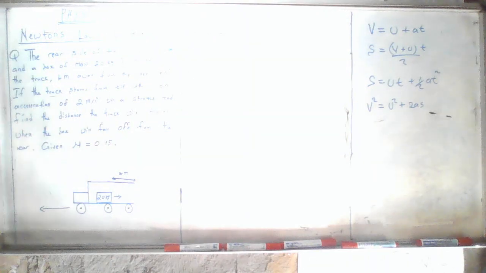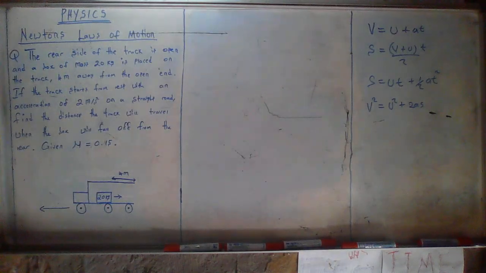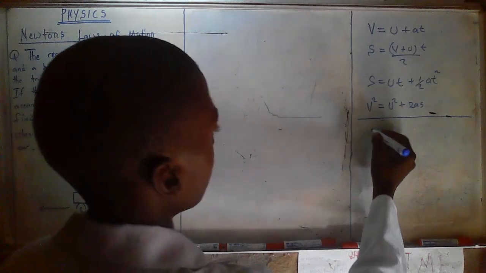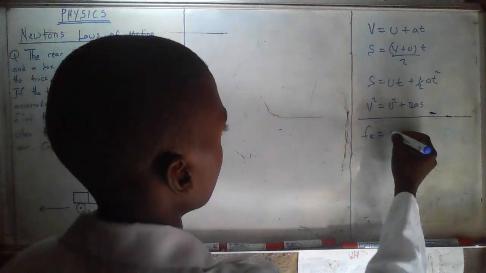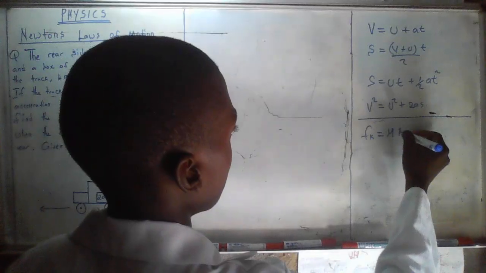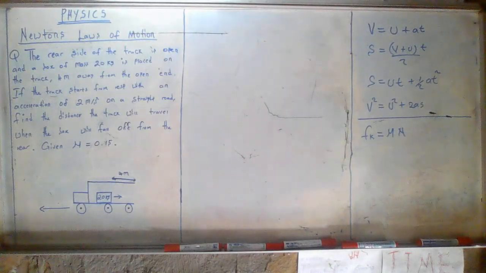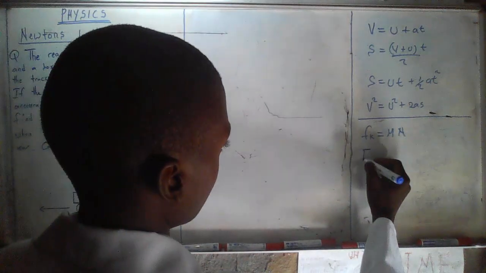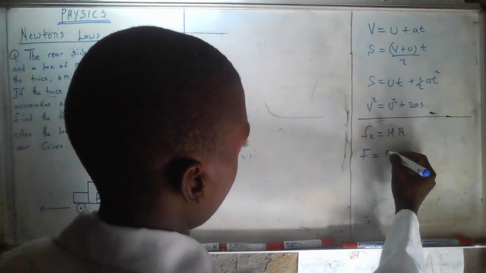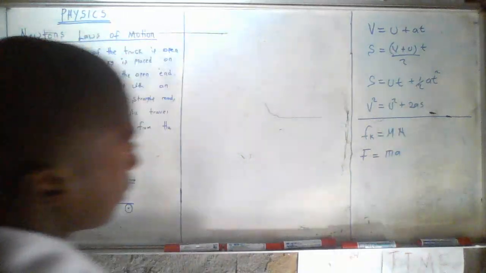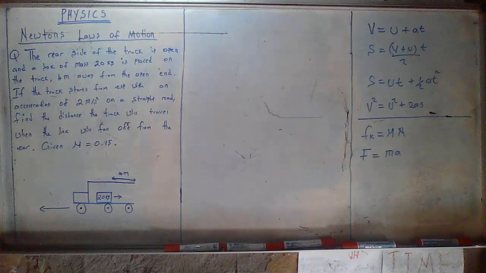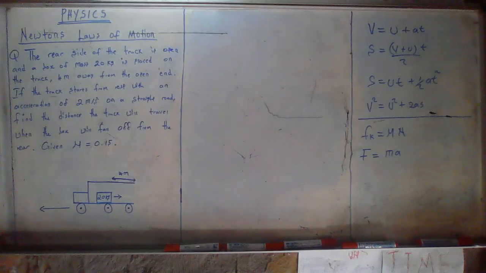Okay. What else? They have mentioned something like coefficient of friction. So we can also take note of the formula for friction force, which is given by the coefficient of friction multiplied by the normal force. What else? The general formula for force. Force is equal to mass times acceleration. Yeah, I think with those formulas, we are good to go.